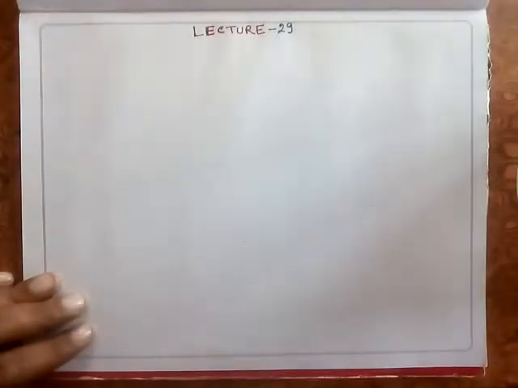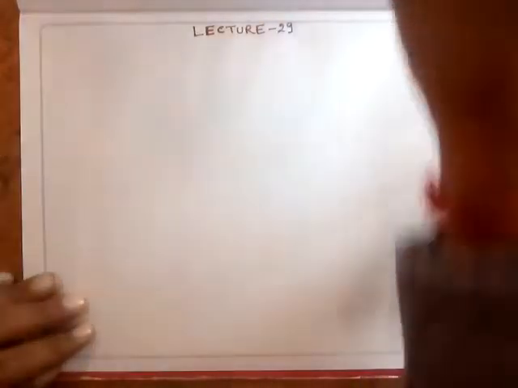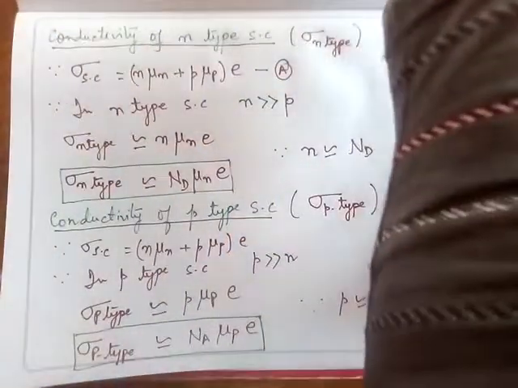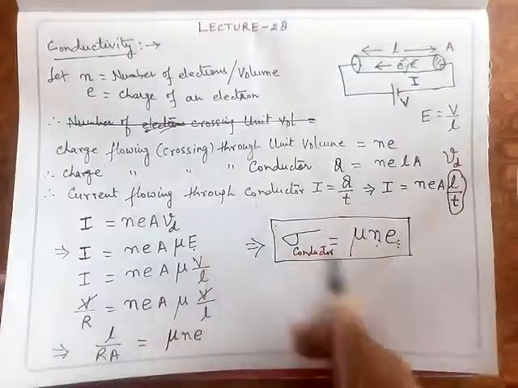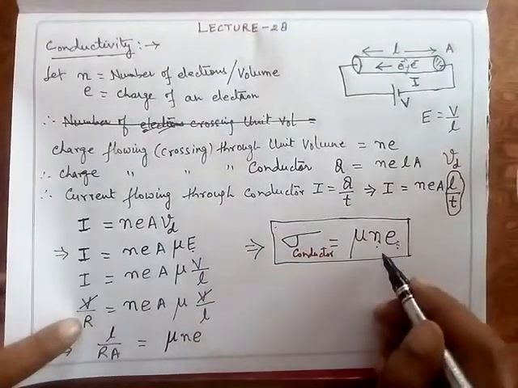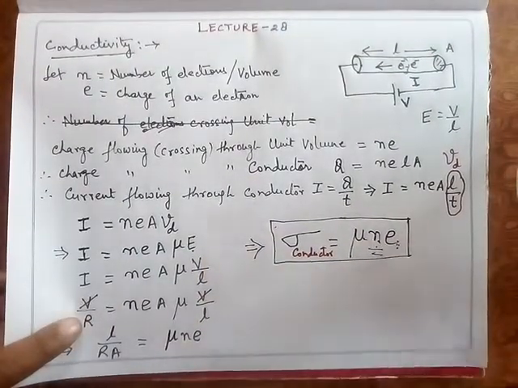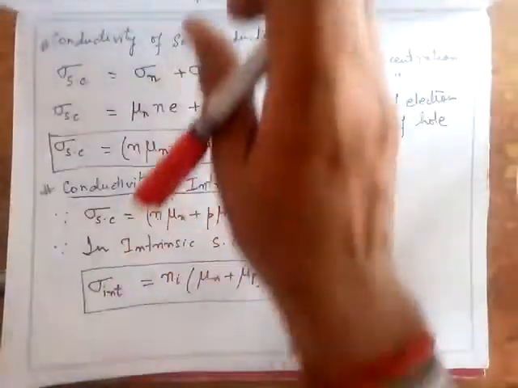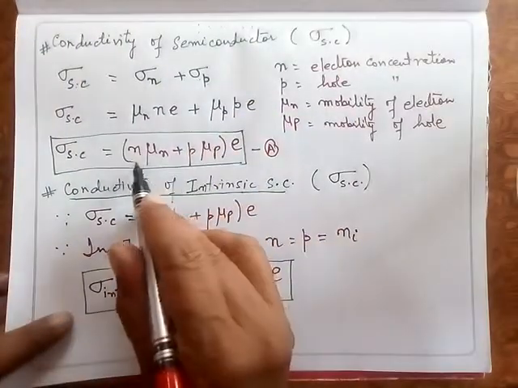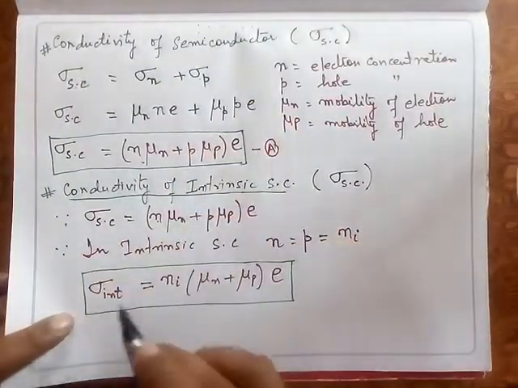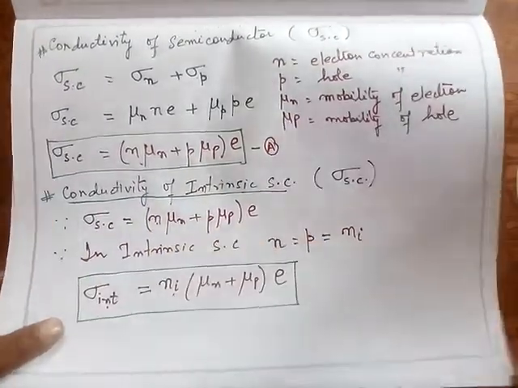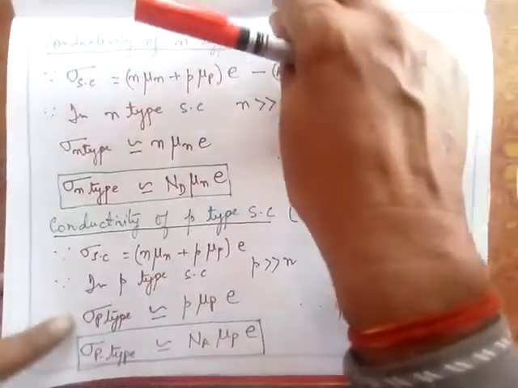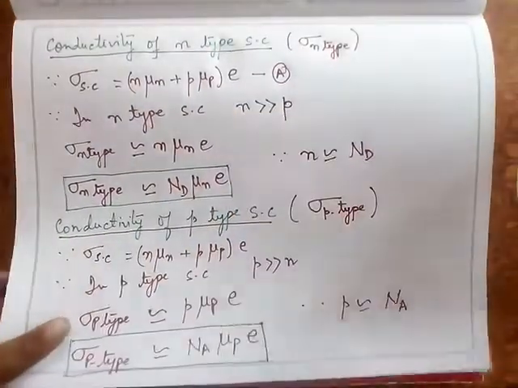So this is the 29th lecture. In the last lecture, I discussed conductivity with you, and conductivity in general for a conductor. Conductivity for a conductor I discussed with you is sigma is equal to mu into n into E, and then I described it for a semiconductor as (n mu n plus p mu p) into E. Then for intrinsic semiconductor n is equal to p is equal to ni, and then for n type semiconductor as for p type semiconductor.